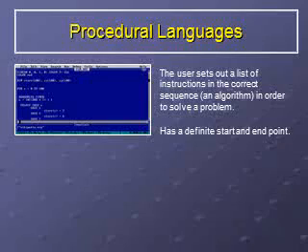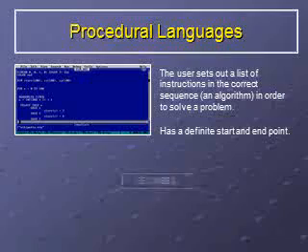So there are no events in procedural languages, so there's no button underscore click functions. There are subroutines and there are functions, but there aren't any that wait on a specific event. When you run the program, it runs immediately and then stops. So it's got a definite start and end point.